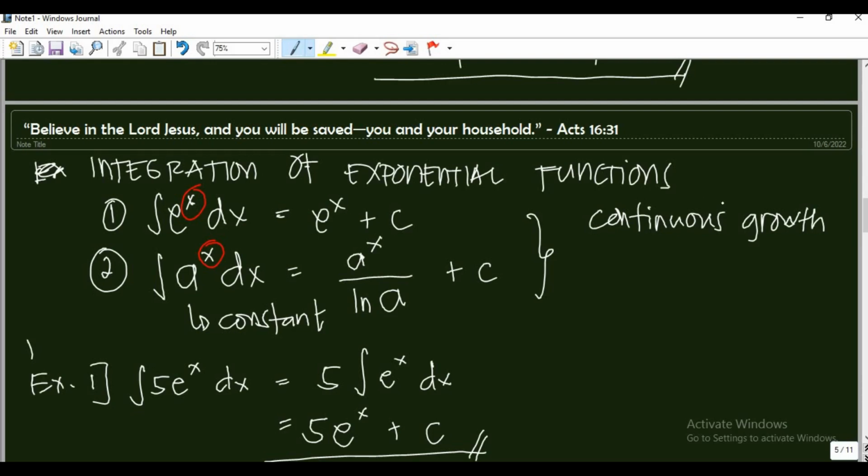If you want to determine the continuous growth or the exponential growth of a certain microorganisms, for example, is your bacteria. Sa biology, ginagamit po ito. Itong integration of exponential functions. Kasi di ba the growth of bacteria is hindi siya basta-basta nag-multiply. Ang pag-increase nila is exponential. So, this is one of the applications of this integration of exponential functions.